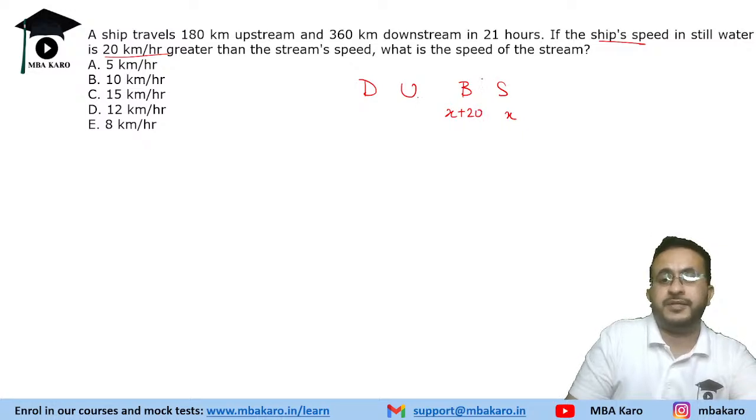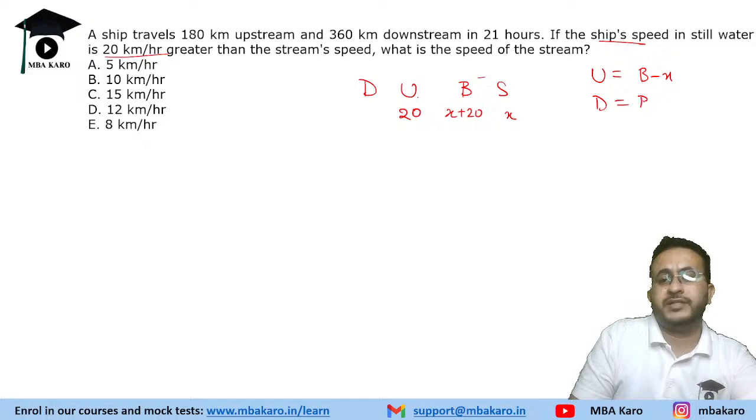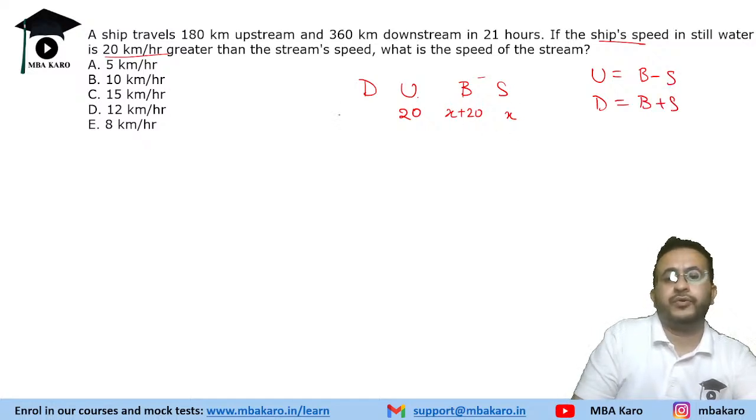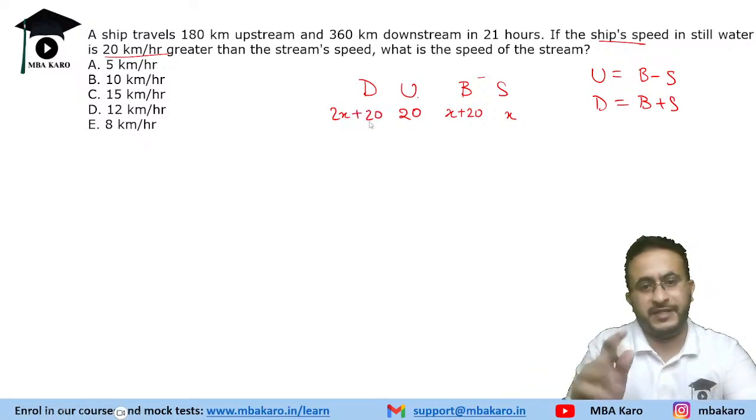Okay. What is upstream? Boat minus stream, so upstream will be 20, right? Downstream is boat plus stream, so that will be equal to 2x plus 20. Okay. Now the question becomes fairly simple.